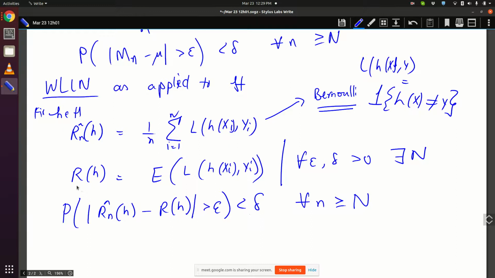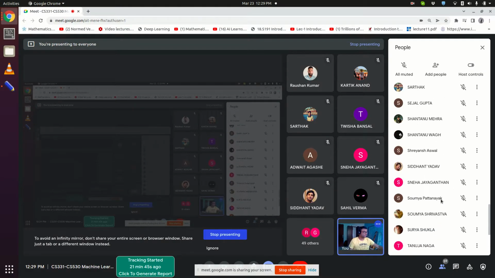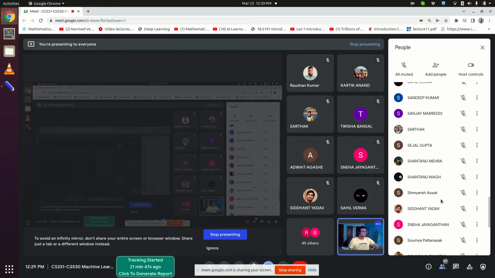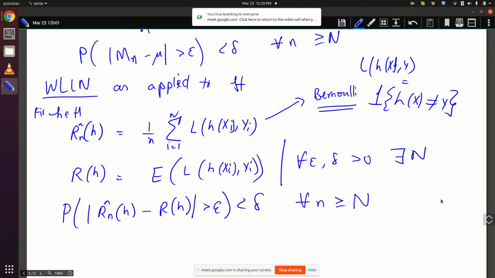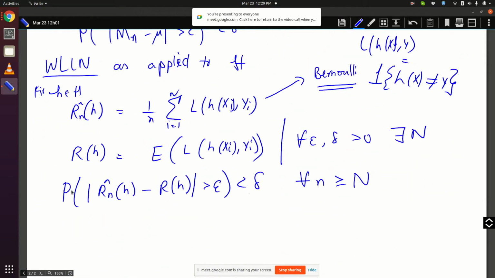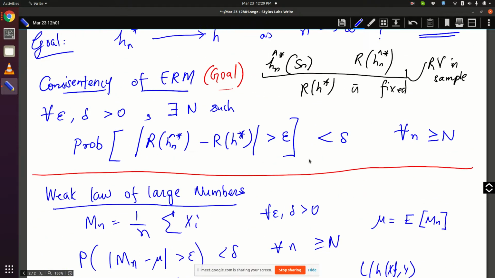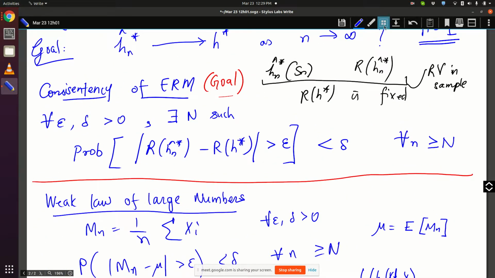All right. I don't know if people are following this, but all right. So now this is what is guaranteed from the weak law. So let us try to contrast between what is our goal and what the weak law gives.